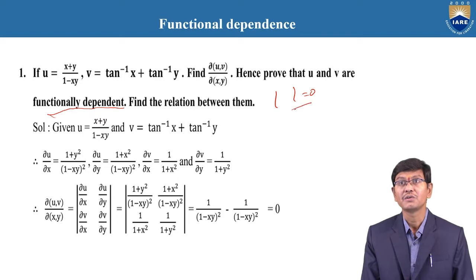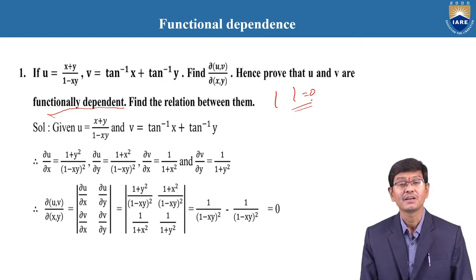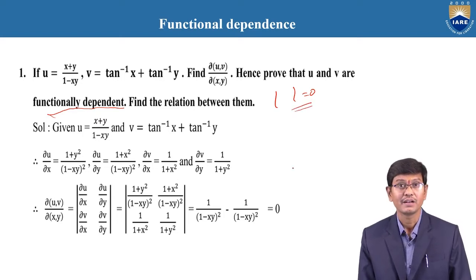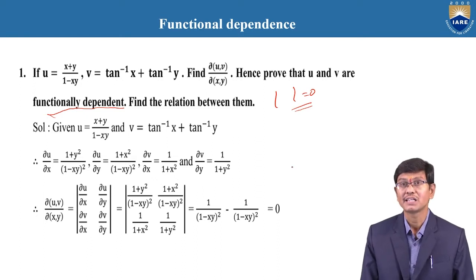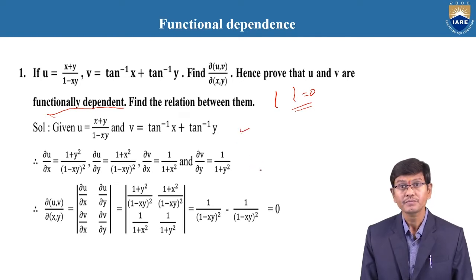Now we need to find out whether the condition is satisfied or not. First of all, according to the determinant, here u, v are the given functions. That is, u is equal to x plus y by 1 minus xy, and similarly v is tan inverse x plus tan inverse y. With the help of u and v, we need to find out what is dou u by dou x.